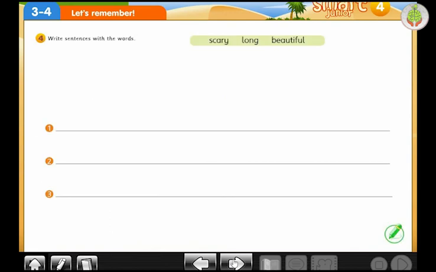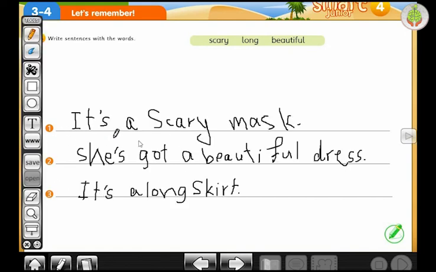And let's go to exercise 4. Write sentences with these words. Okay, so we have to make sentences. You can make your own sentences or you can use the sentences that I'm going to write. Okay, so you can use these examples. Scary, it's a scary mask. Beautiful, she's got a beautiful dress. Long, it's a long skirt. So write it down in your book, please.